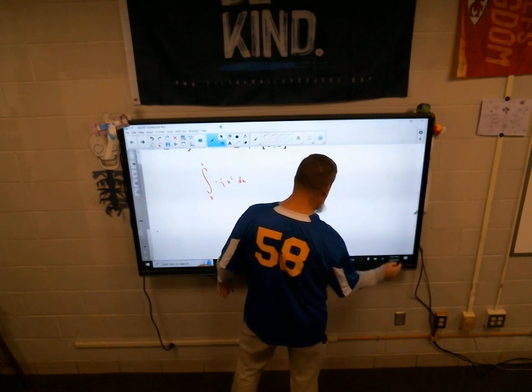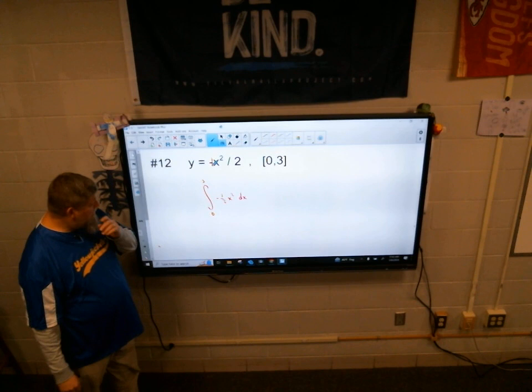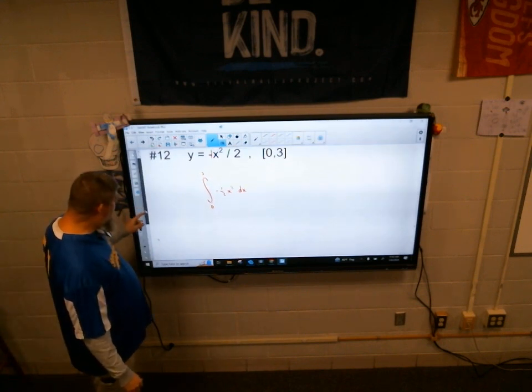Well, negative 1/2 x squared. Yes, because that's just negative 1, so negative 1 over 2 x times x squared. Okay, excellent. I just wanted to make sure I had that.